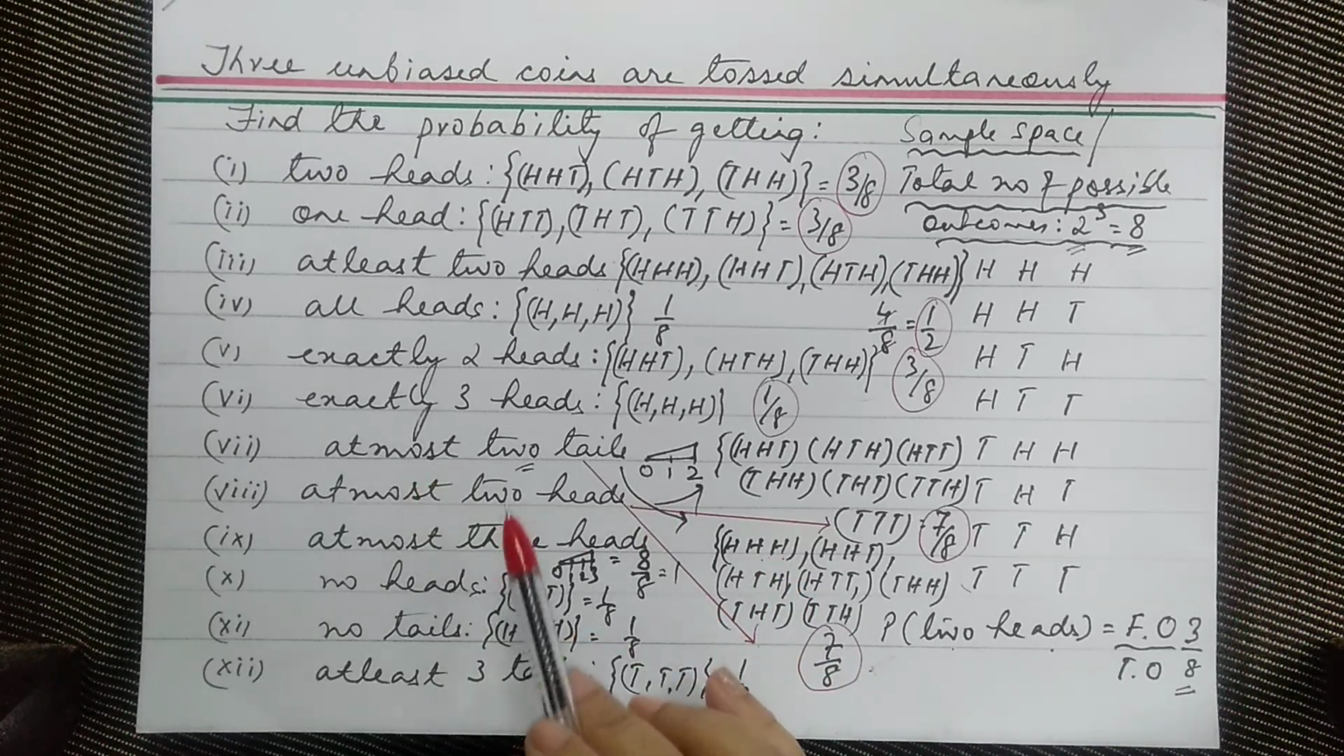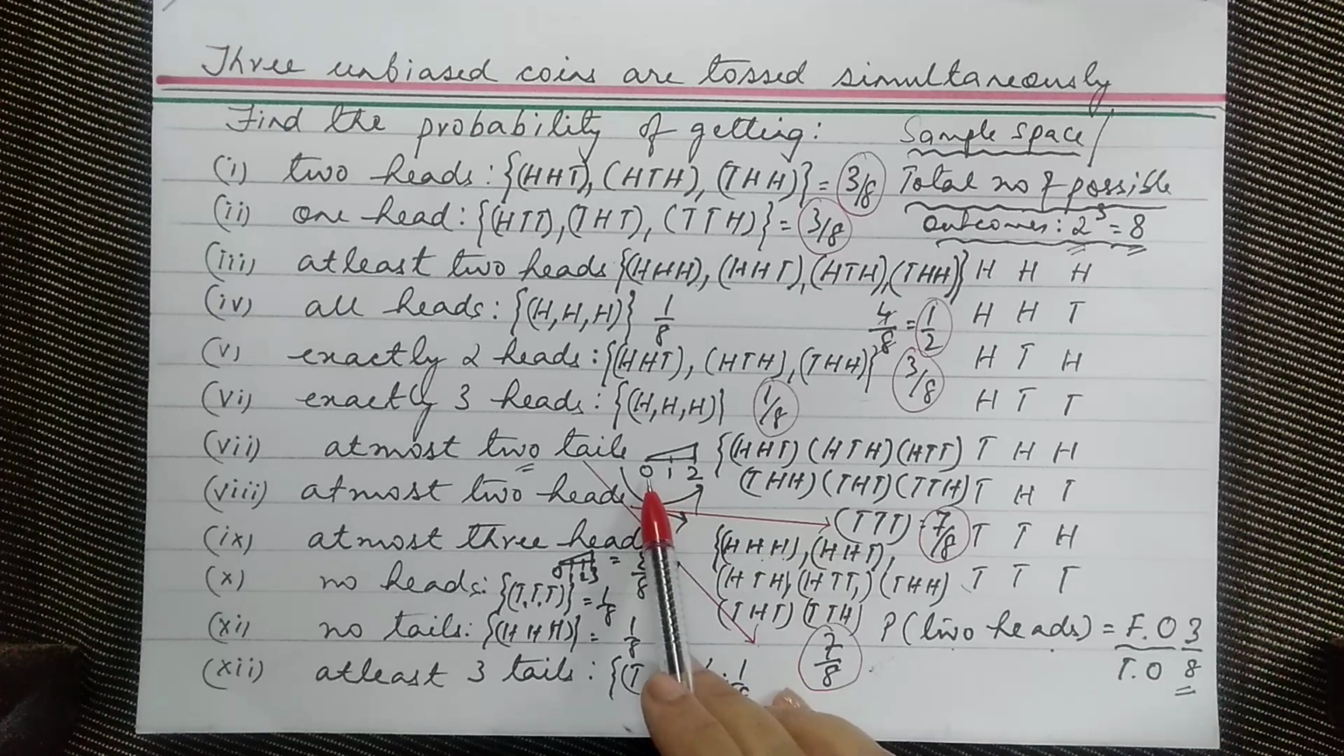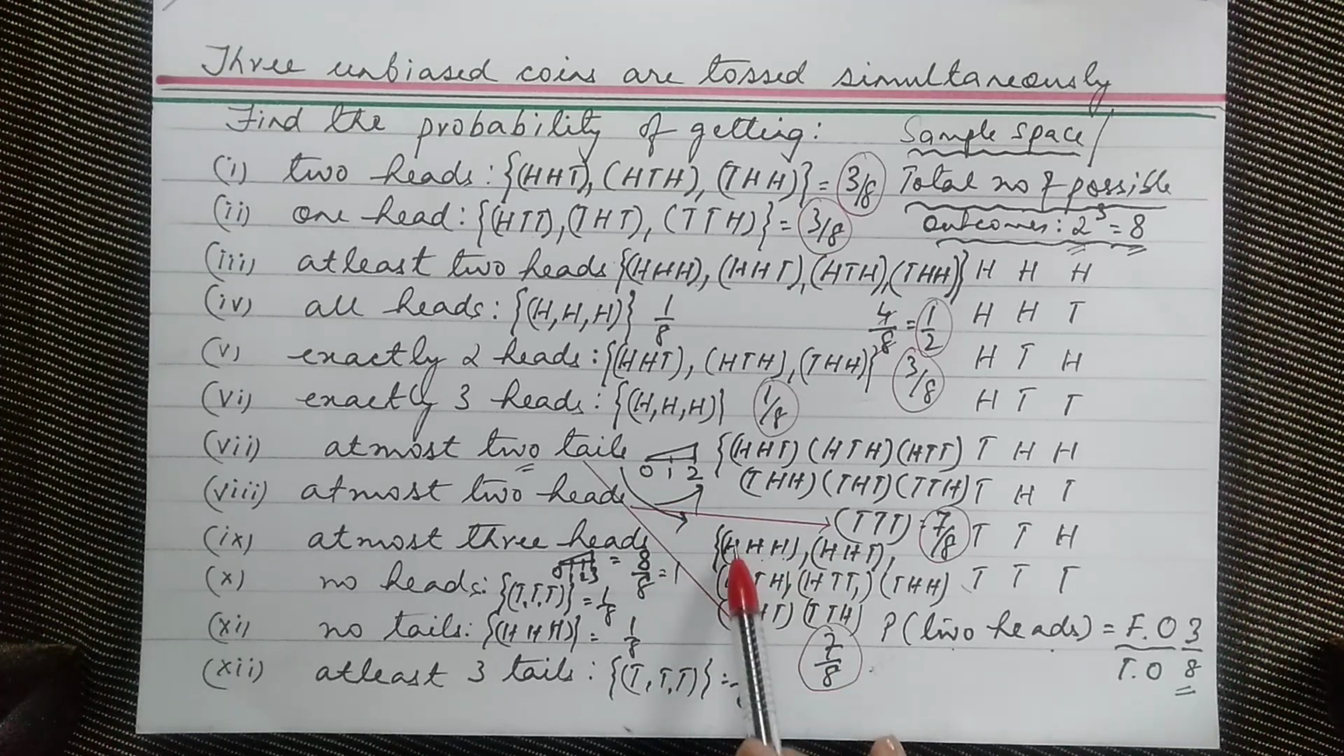In at most you have to begin from scratch. You have to begin from the bottommost where there are no tails at all. 0 tails, 1 tail, 1 tail, 2 tails, 1 tail, 2 tails, 2 tails. I dare not go to 3 tails. I am not going to take this, or else my sum would go wrong.